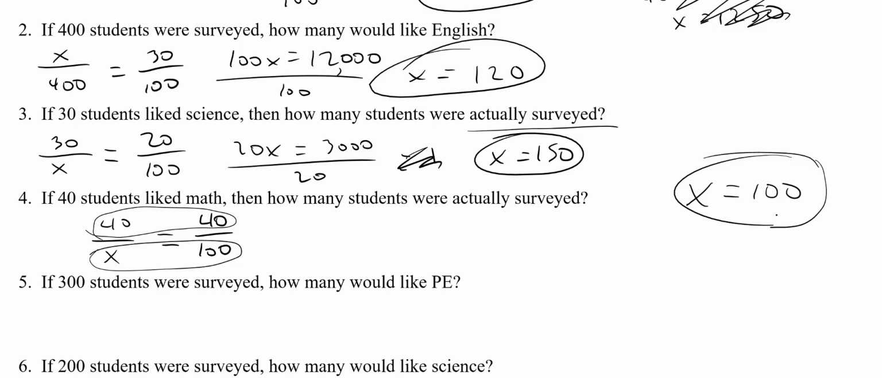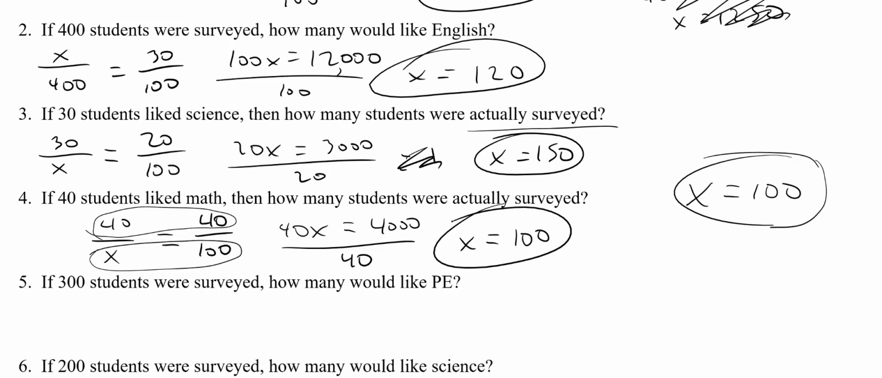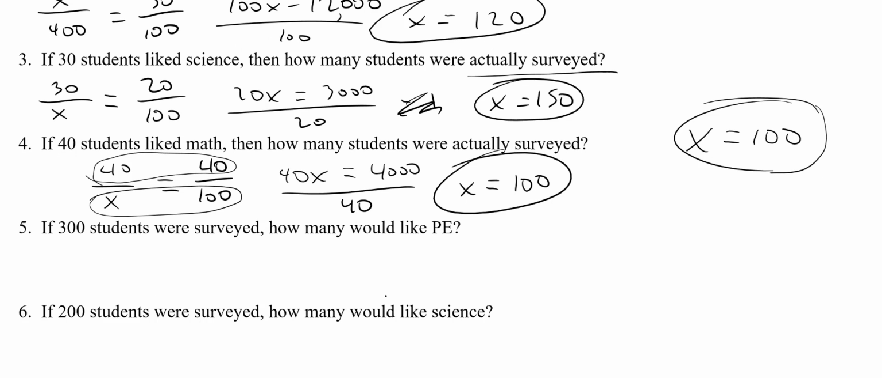Okay, well, let's cross multiply anyway. So 40x is equal to 40 times 100 is 4,000 divided by 40. So x is equal to 100. Hey, all right. Okay, so 100 students were actually surveyed. All right, cool. All right, so the next 4 questions you guys need to do. So pause the video, try the questions. They're easy. Look at the work I did already, and then go back and check it.